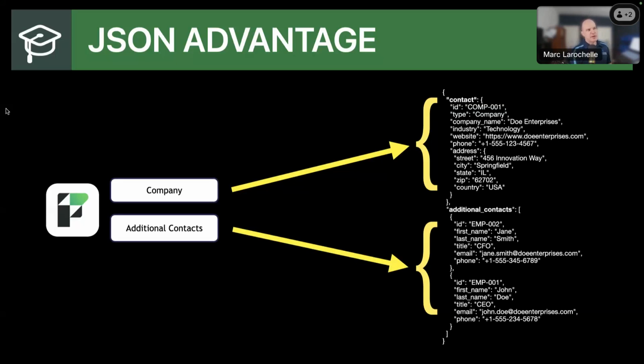So it's both human readable. I can see that the company name is Doe Enterprises. I can see that the first name of the additional contact is Jane. I see that the second name of the additional contact, or the second contact, is John. Very easy to see. The computer understands it. We humans understand it. And it really just makes sense. So imagine having a single file representing all of these different tables and relationships.